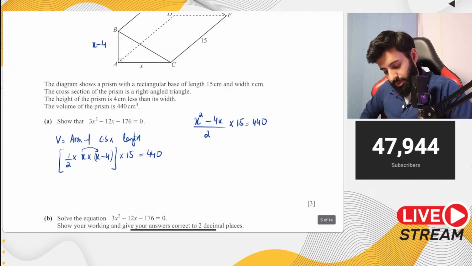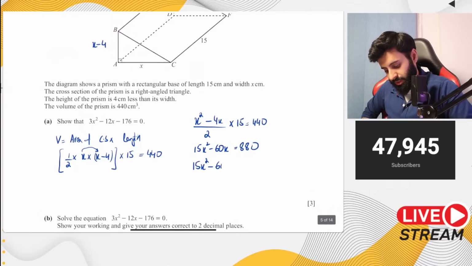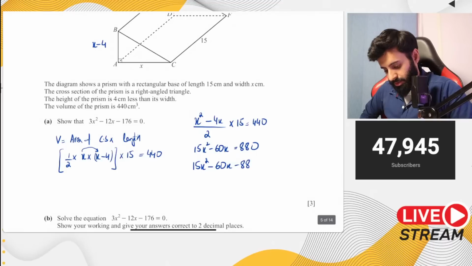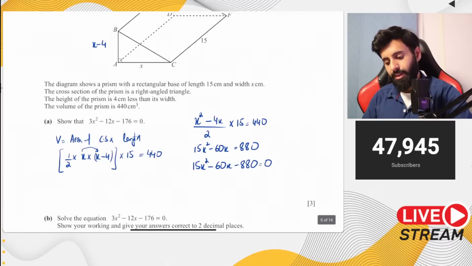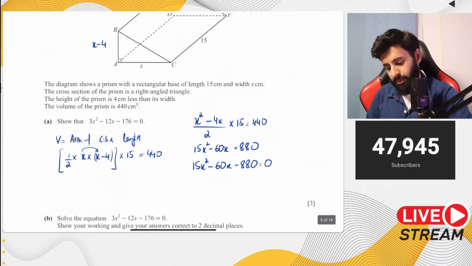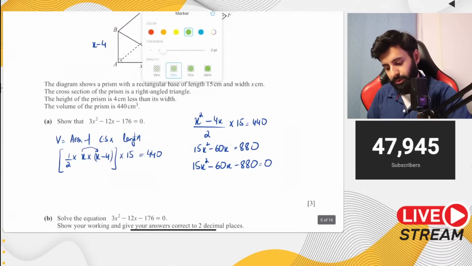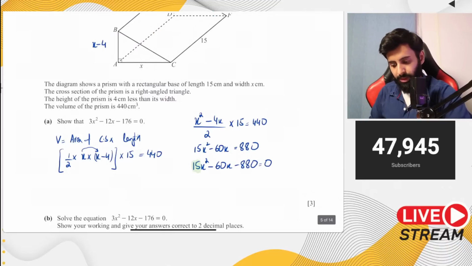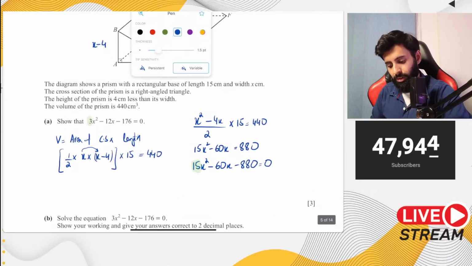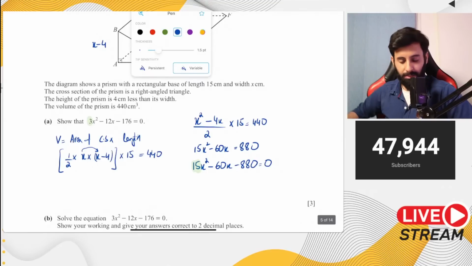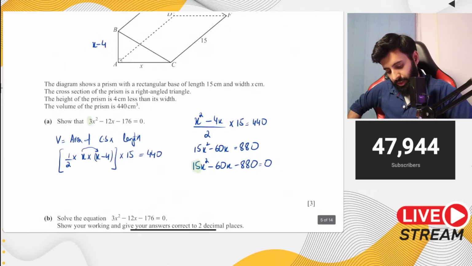So this is what we're looking at: 15x square minus 60x is equal to 880. Now let's shift everything over to the left hand side. 15x square minus 60x minus 880 equals 0. Here we have 15x square, whereas in the equation we're supposed to end up with just 3x square. Does that mean I've done something wrong? No, not at all. All I need to do is realize that I need to take something common, and that is 5.